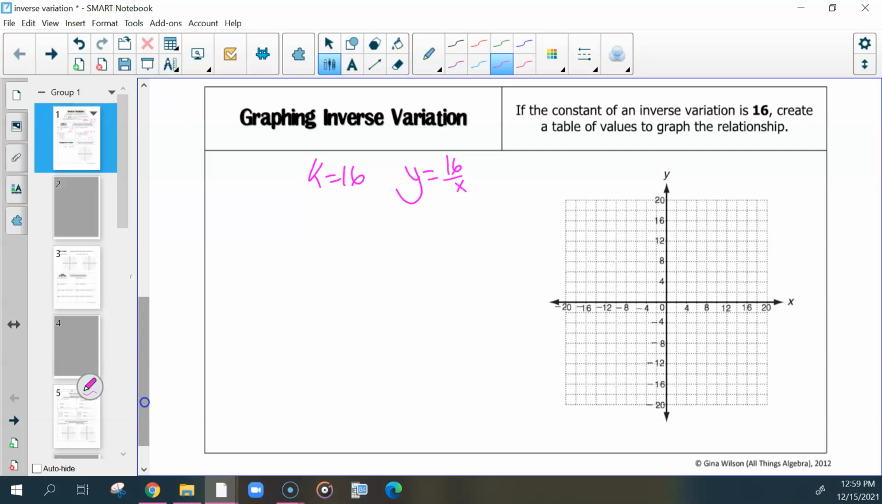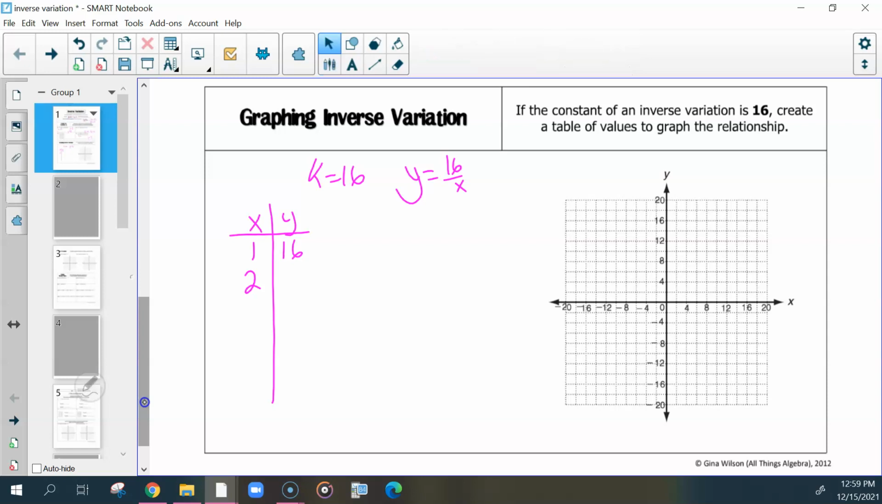Then you can pick x and y values. Let's say I pick the point 1. If I put 1 in for x, 16 over 1 is 16. I should probably plot that point. 1, 16, okay. If I put 2 in for x, 16 over 2 is 8. So that would be the point.